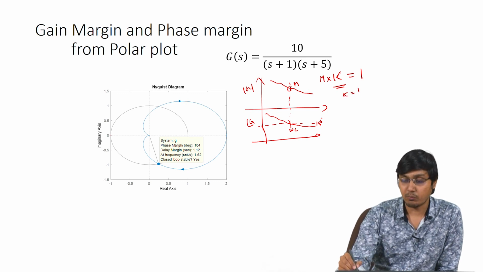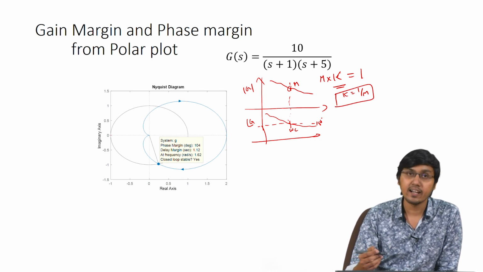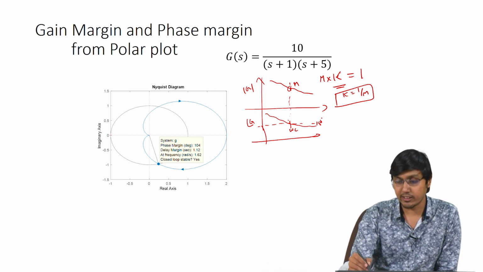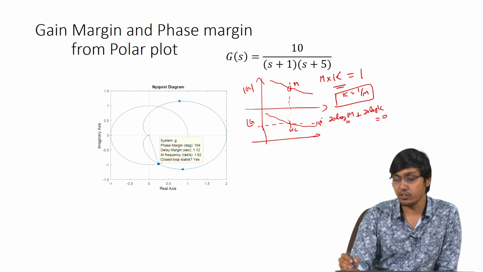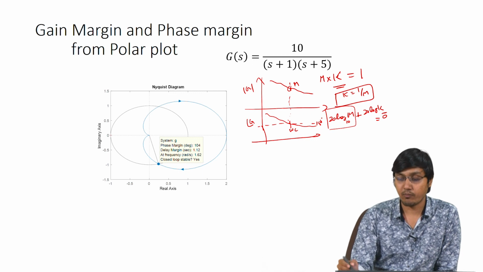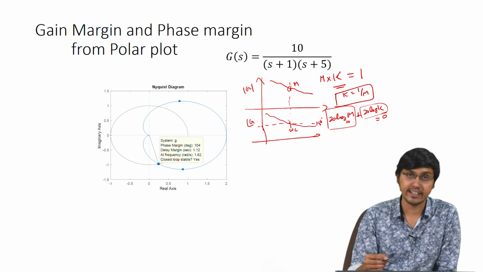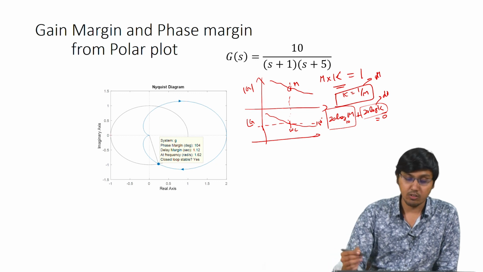So k is nothing but 1 by m, and that is what we call the multiplicative gain margin. In decibels, when you take the log, it becomes addition. So 20 log m to the base 10 plus 20 log k becomes 0, because log of 1 is 0. If I know this m value, what is the gain in decibels that we have to add so that we get 0 here? That is the gain margin in decibels, and this is the gain margin in multiplicative form.